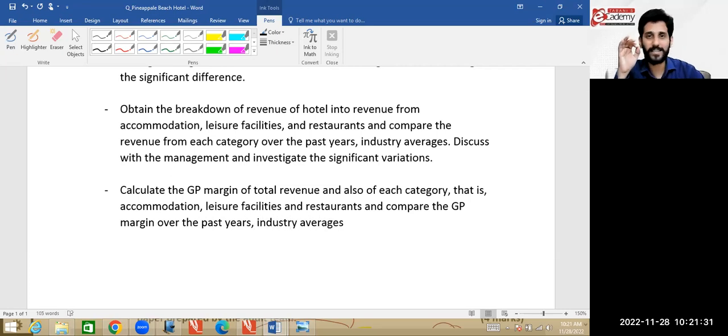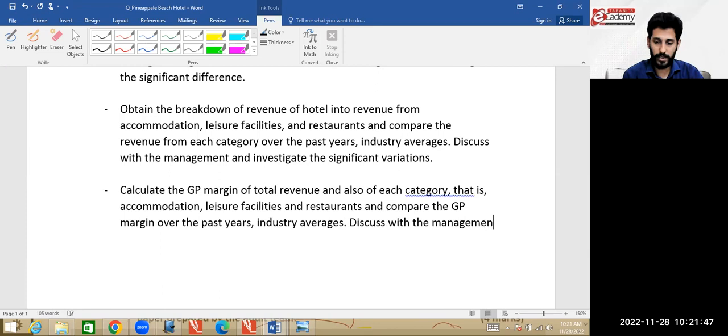The ending line is the same in the substantive analytical. You can also review the answer of the examiner. You will be finding the same wordings. But I'm not advocating rote learning of procedures, right? You must relate it with the case study. Industry averages. Discuss with the management and investigate the significant variations.